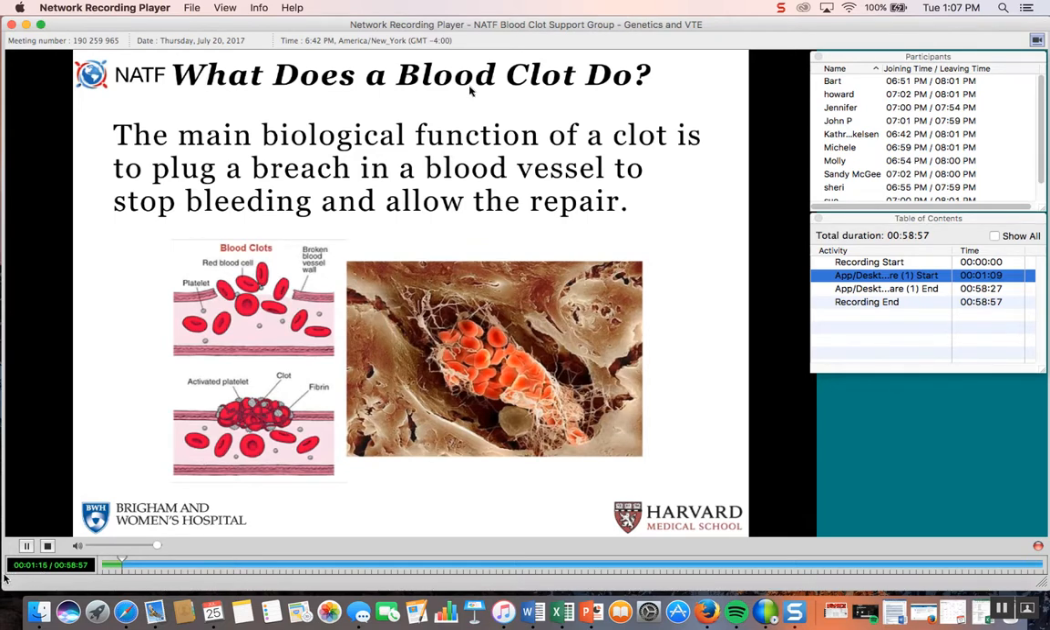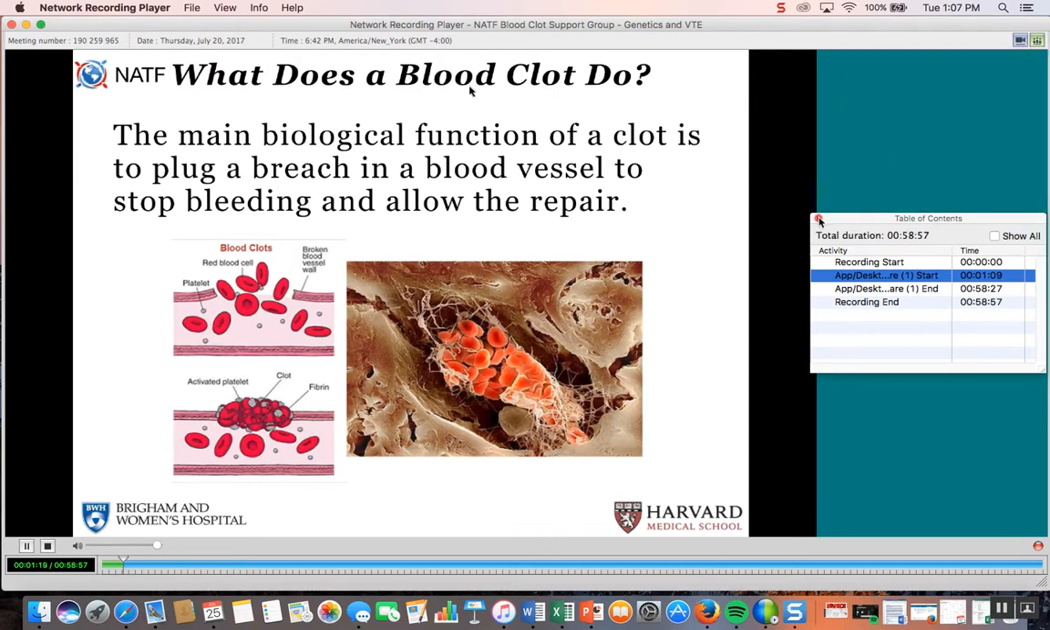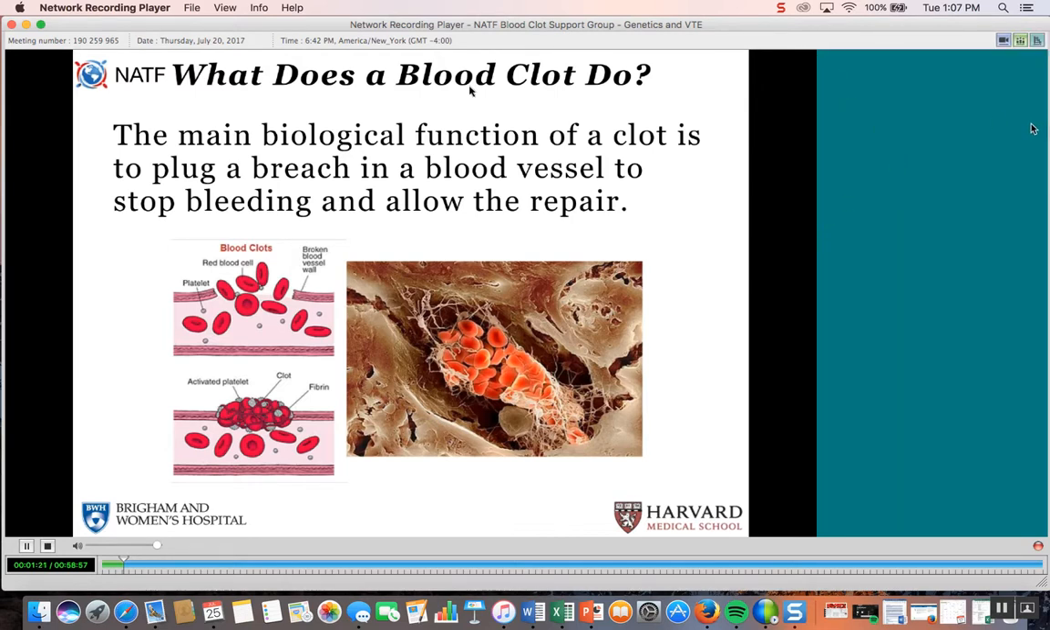On the left side, we have a little schematic of what happens if there is a cut in a vessel. Obviously, this can lead to blood loss. And even if we think about a small cut, if it keeps losing blood, eventually it can add up to a significant amount, and that cannot happen.